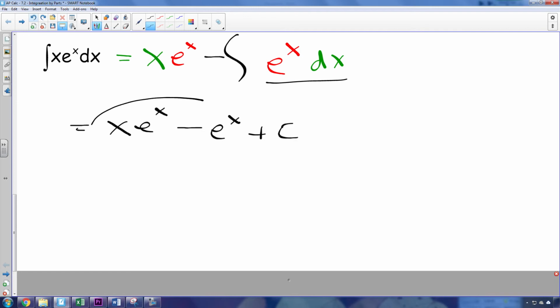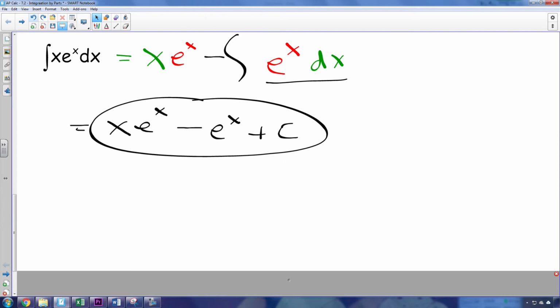So this is our example. Hopefully that made a lot of sense. I'm going to now show you some tips and tricks on how you can pick a u that works for you.